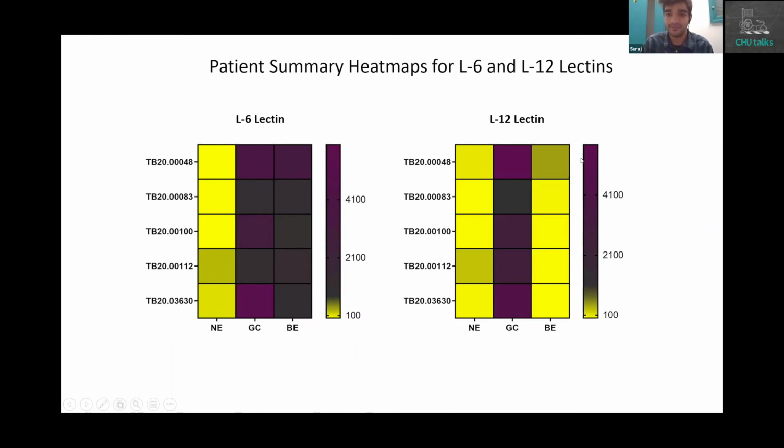And the lectin L12 bound only to the gastric cardia tissue, or the stomach tissue, and did not bind at all to the Barrett's tissue. So eventually we could look at subtracting lectin L12 from lectin L6 to get a disease signal only, and that is one approach that we're considering going forward.